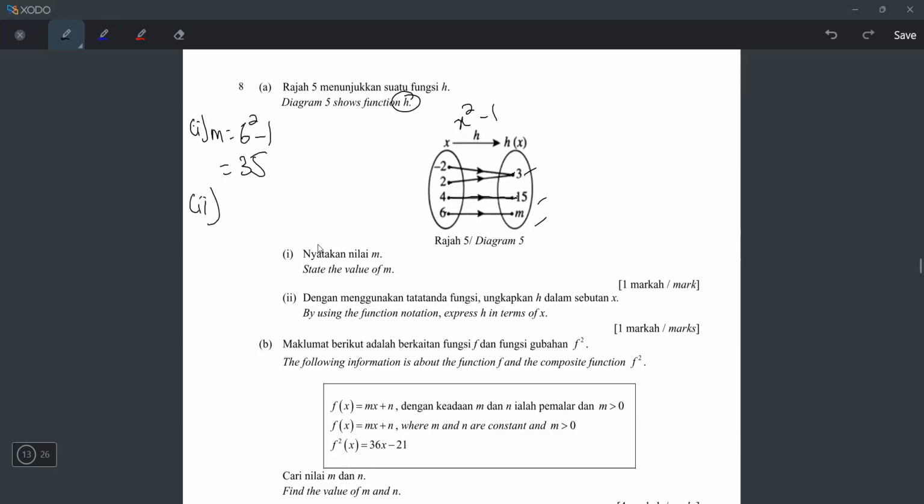Okay, let's look at number 2. By using function notation, express h in terms of x. Means they want you to write the hx. In function notation means like this. You have to write the hx and then write the relation x squared minus 1, because that's the relation. Okay, so this is how you write function notation. But it's not always hx. Sometimes it's fx, kx, depending on the question.